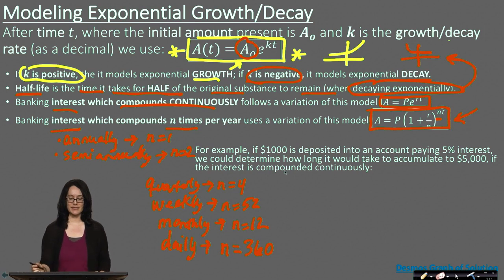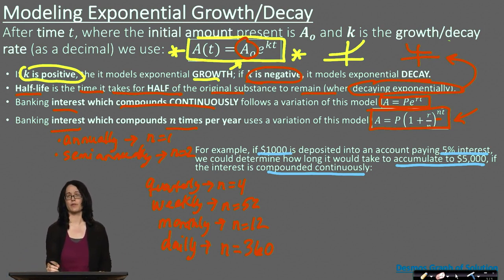So let's take a look at this example here and see if we can determine which model we need to play with. It says, for example, if $1,000, maybe your refund check, is deposited into an account paying 5% interest, we could determine how long it would take to accumulate $5,000 if the interest was compounded continuously. So there's lots of keywords here that help us figure out which formula, which model, which of these exponential models I'm using.